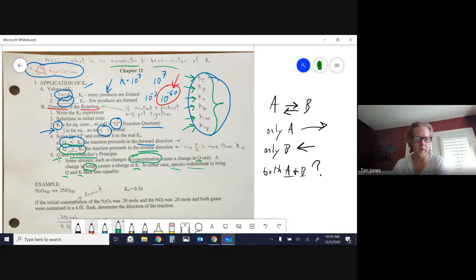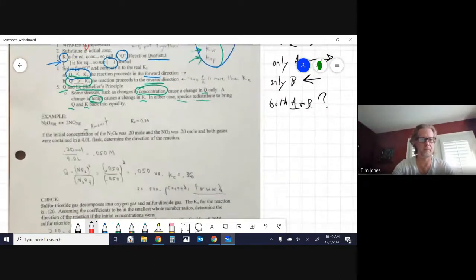I want to talk about the fact that, notice I mentioned Kc so far. Kc, Kc, Kc. That just means concentration. So all these concepts apply to all the K values, but we're going to focus on concentration right now, just for simplicity.